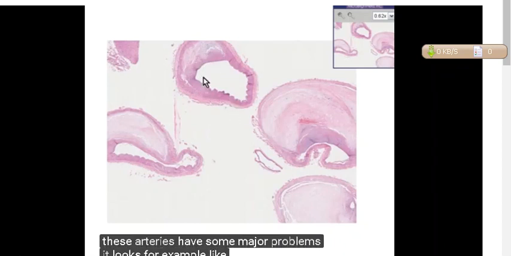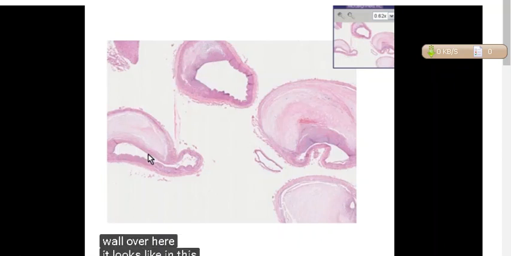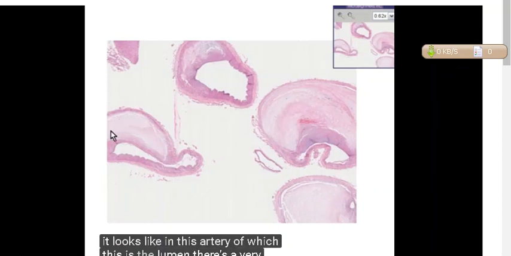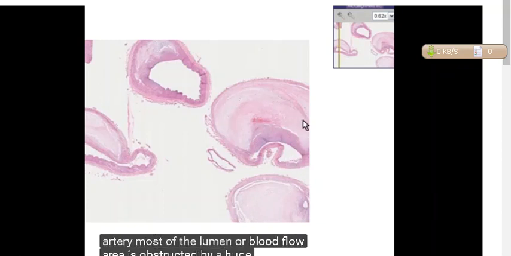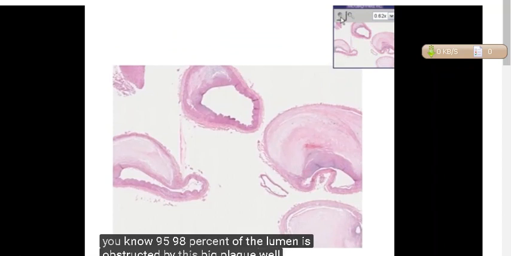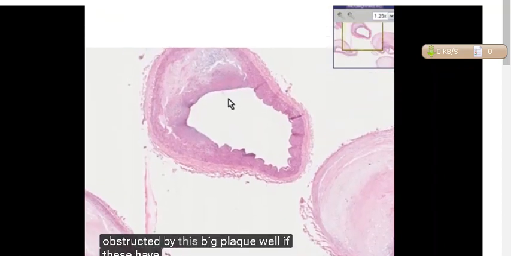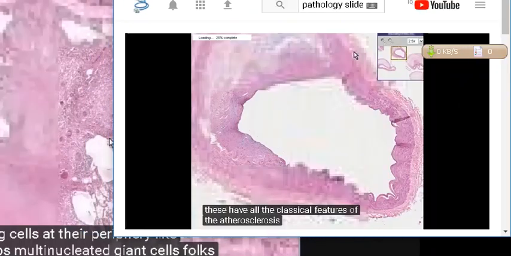It looks, for example, like in this artery there's a very big thickening of the wall over here. It looks like in this artery, of which this is the lumen, there's a very big thickening here. It looks like in this artery, most of the lumen or blood flow area is obstructed by a huge plaque. These are all plaques. And it looks like in this one, unless I missed part of it, 95, 98% of the lumen is obstructed by this big plaque. Well, these have all the classical features of the atherosclerotic plaques.